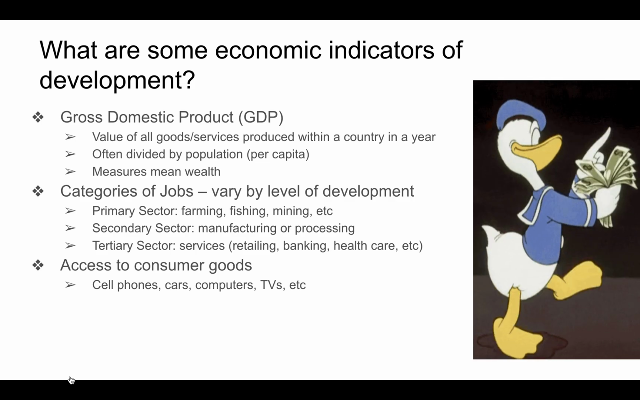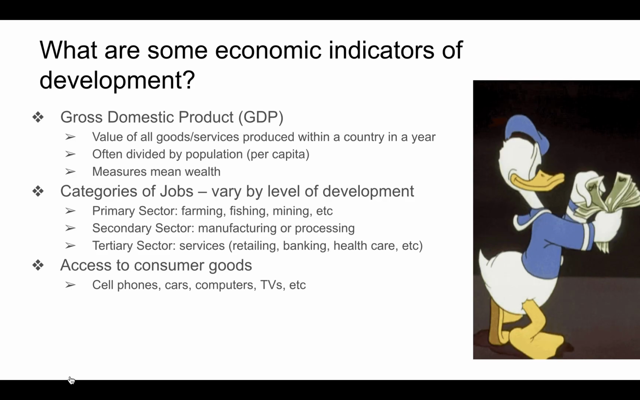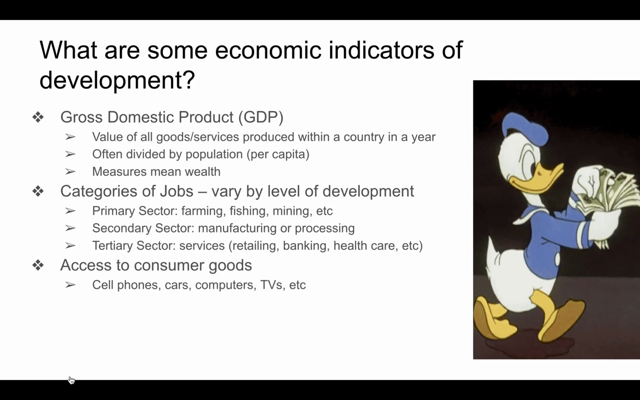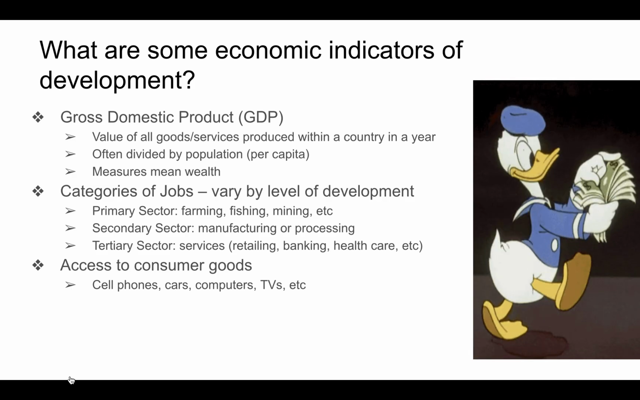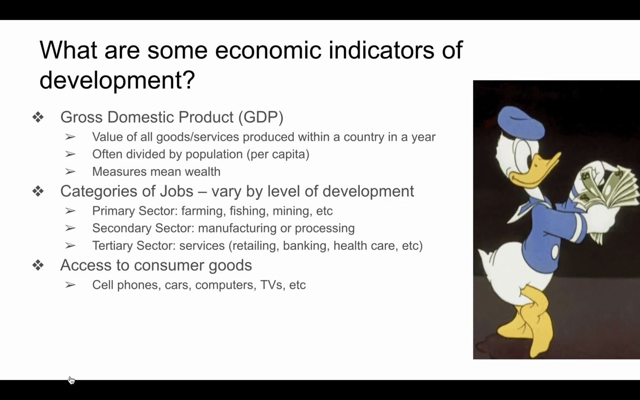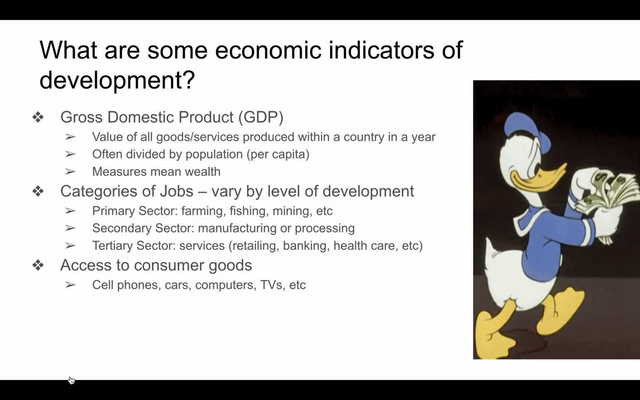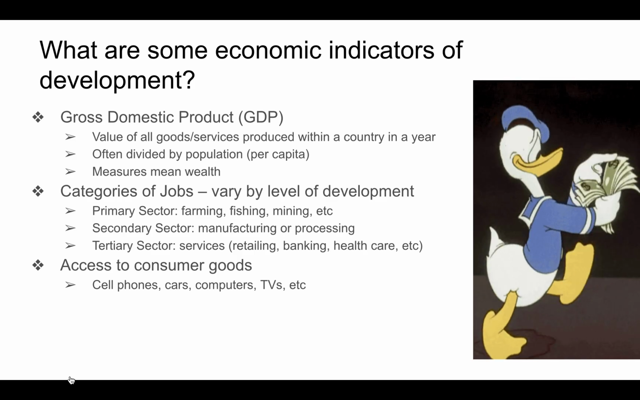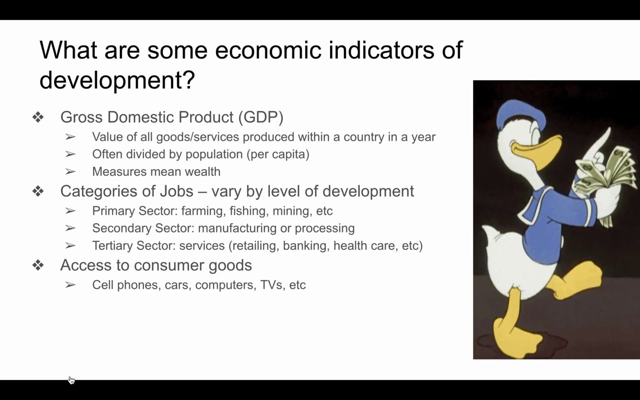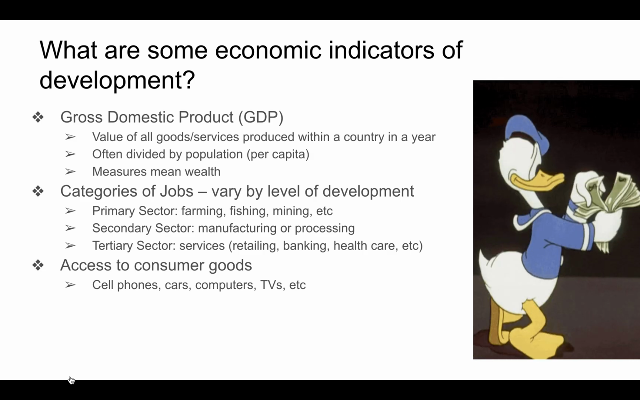They also look at categories of jobs, also referred to as sectors. Primary sector are extracting resources from earth, such as farmers, fishers, miners, etc. And then secondary is manufacturing output. So they take these extracted resources from earth and they create a manufactured output. And those are industrial manufacturers that create consumer tangible goods.